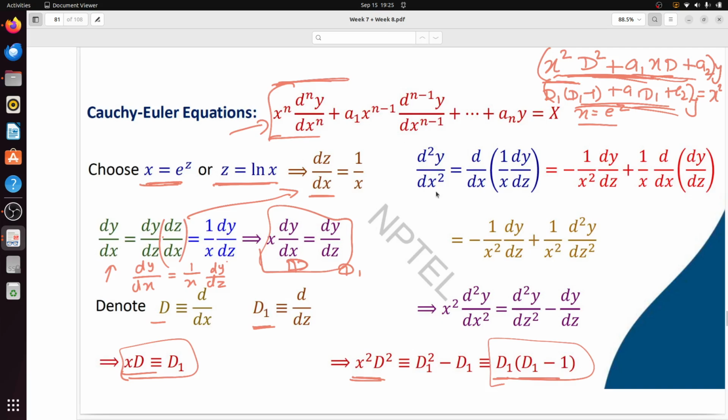Then utilization of the chain rule will give, for example, if you have x dy/dx, it will be replaced simply as dy/dz. If you have x square d2y/dx2, that will be replaced as d2y/dz square minus dy/dz. So these type of differential equations are called Cauchy-Euler type differential equations.